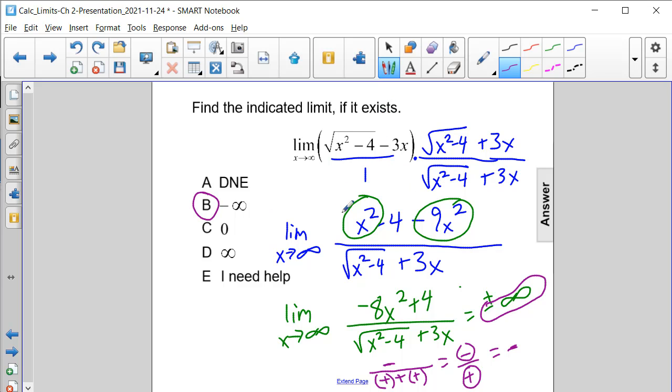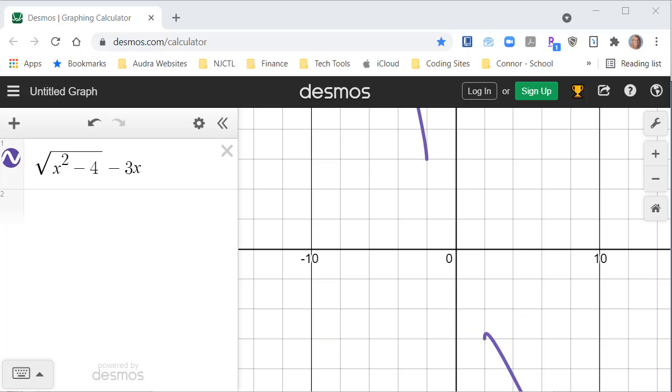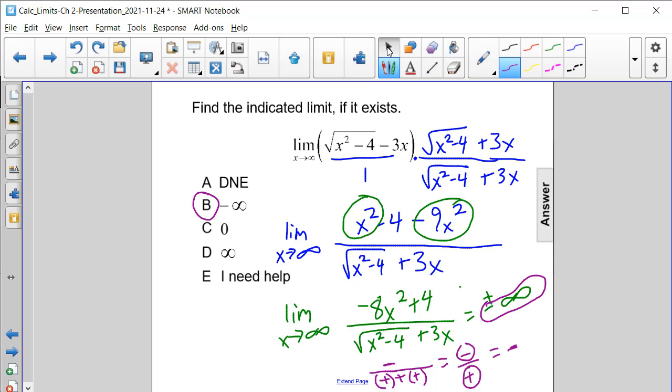And we can verify this using the graph. So here's the graph of our function, and as x approaches positive infinity, you can see that our function does indeed get smaller and smaller, or approaches negative infinity. And then if we also put in our revised function that's equivalent to it, we can see that it directly overlaps it. So again, this verifies the answer that we have here of negative infinity, or answer choice B.